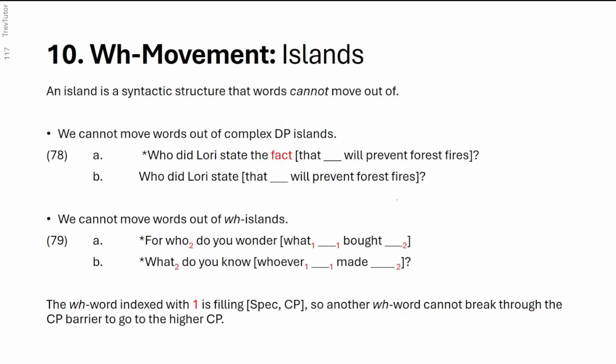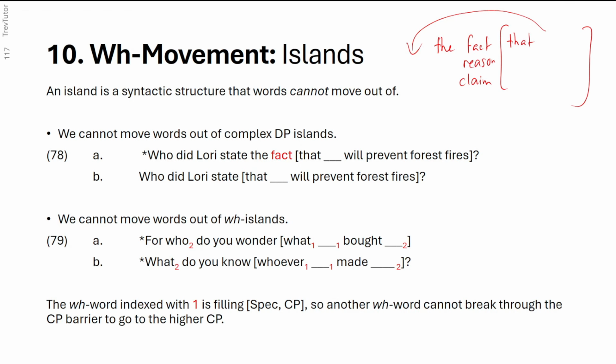Now, there are some cases where we cannot form WH questions. Basically, these are going to be pulling things out of islands. A syntactic island is just a structure that words can't move out of. For example, if we have a complex DP, in other words, the fact that, the reason that, or the claim that something, we cannot pull words out of the that clause and form a question from them.